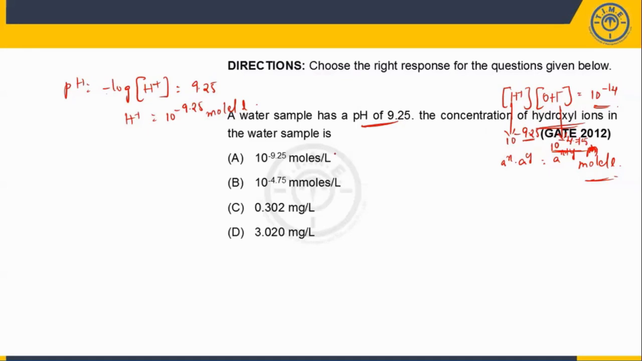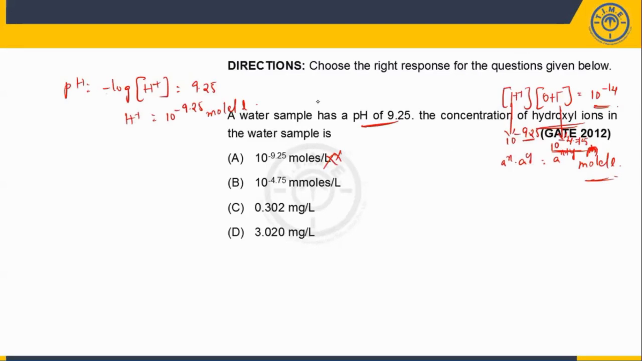So, see, first this option is eliminated. This option is also eliminated because it's not moles per liter; it's millimole per liter. M mole stands for millimole per liter. So our option should be either C or D. Yes or no? Yes, sir. That means we need to convert from moles to milligram.